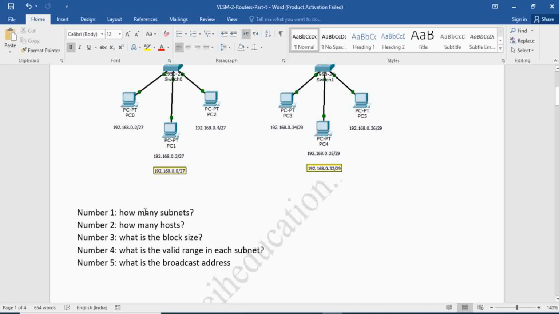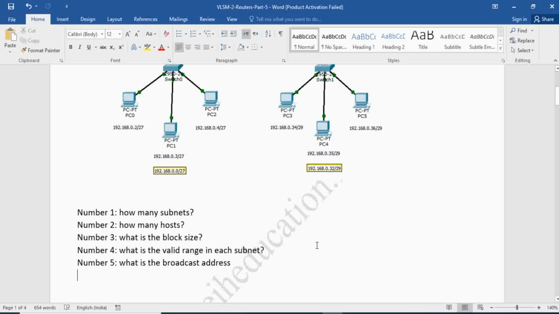Number 1 is, how many subnets? Number 2 is, how many hosts? Number 3 is, what is the block size? Number 4 is, what is the valid range in each subnet? And number 5 is, what is the broadcast address? Remember, we don't use or add broadcast in router.